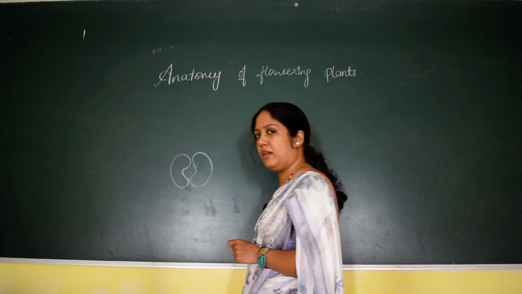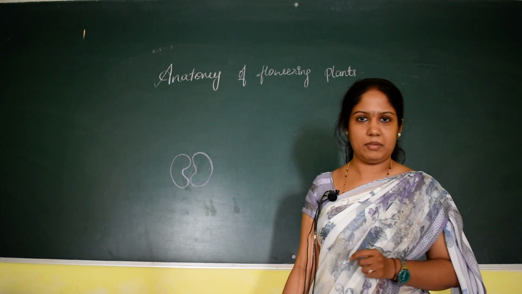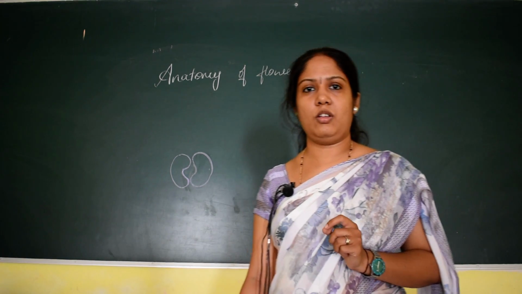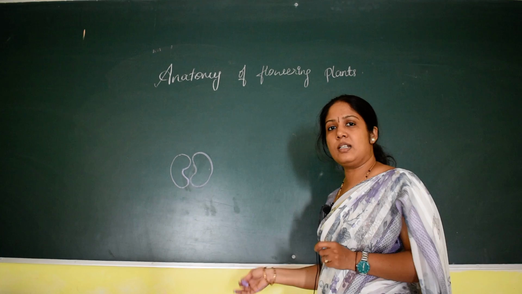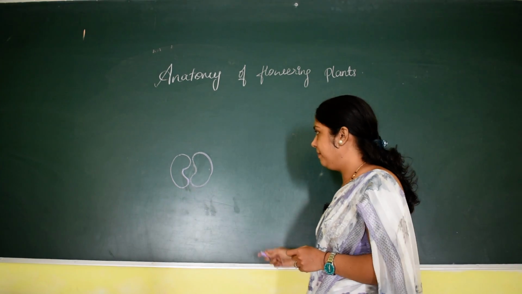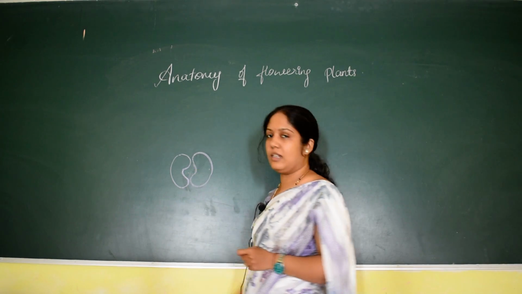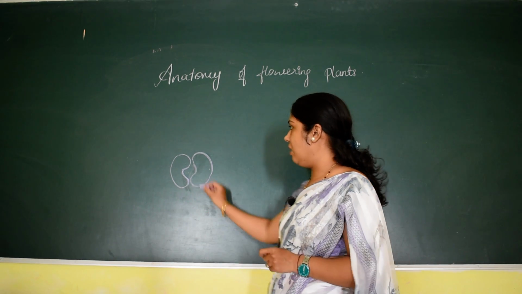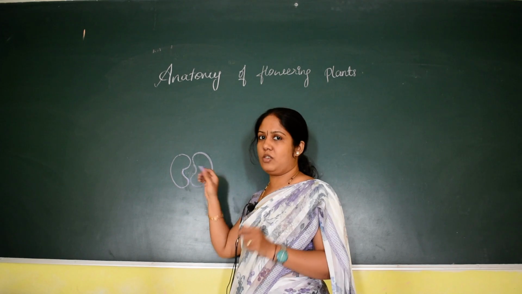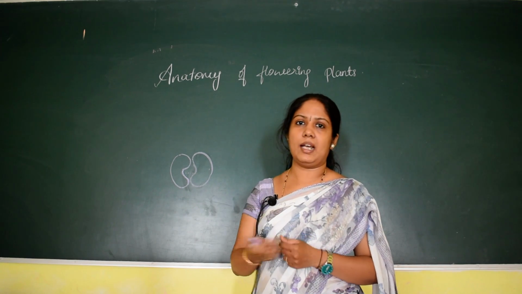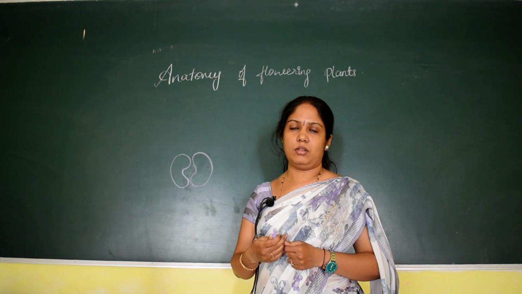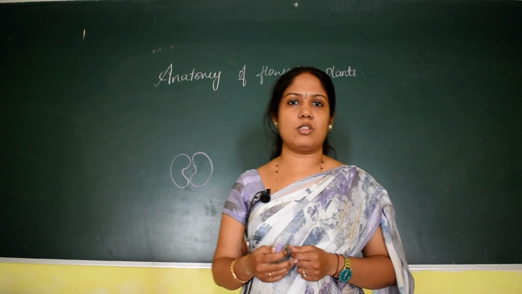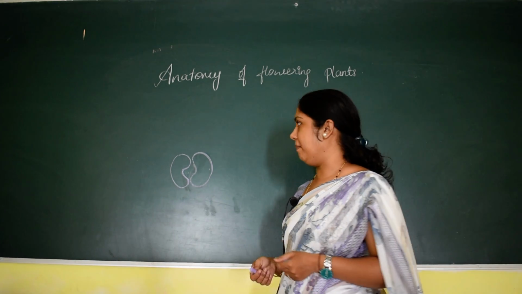So these are the epidermal cells. The guard cells are the epidermal cells which contain chloroplasts, whereas the rest of the epidermal cells lack chloroplasts. Next, in between the guard cells there is an opening called the stomatal pore. Now, what is the function of the stomatal pore? It mainly helps in transpiration, that is the loss of water in the form of vapors.